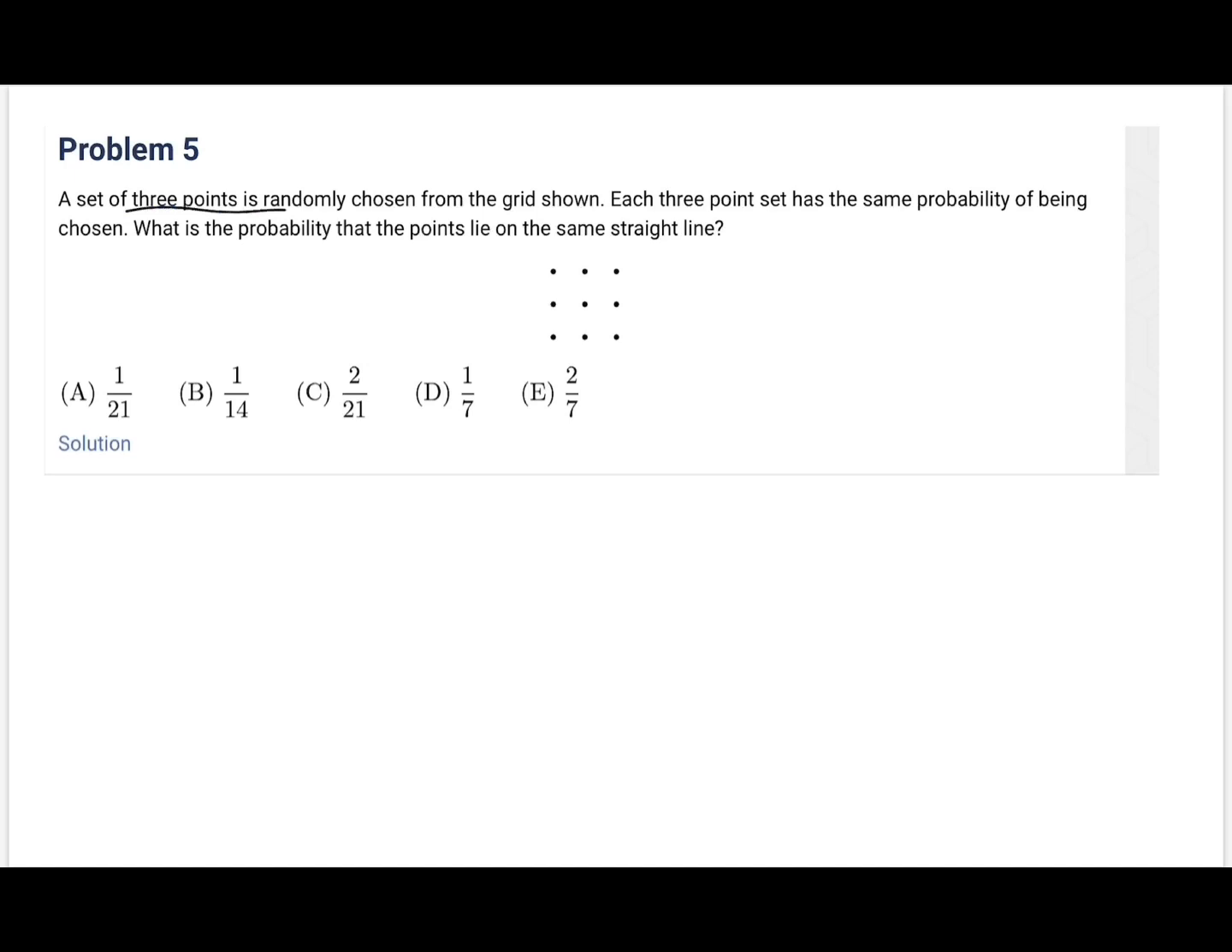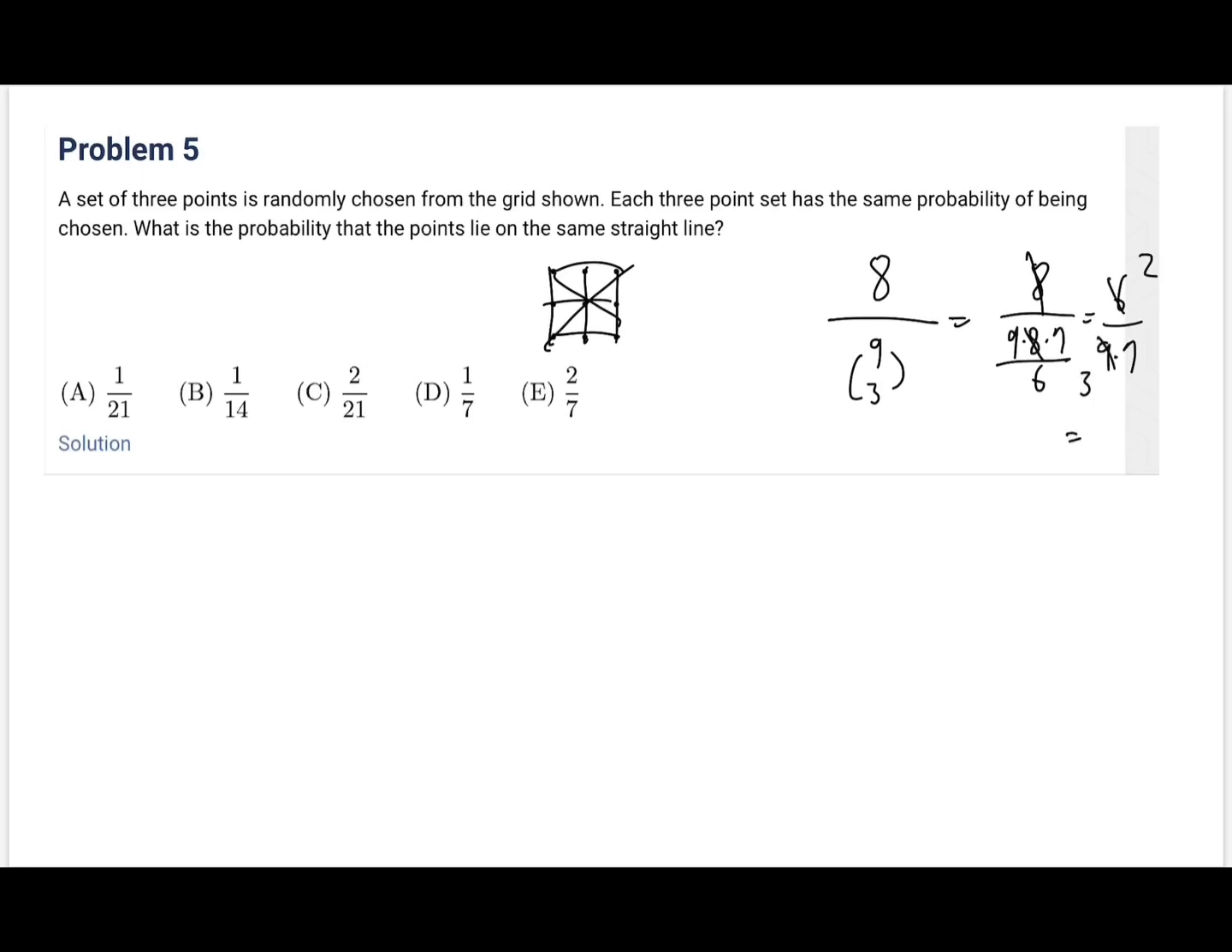Number 5, a set of 3 points is randomly chosen from the grid shown. So since 3 points are randomly chosen, this would be 9 choose 3, and the numerator would be the number of ways the points lie on the same straight line, right? So it's 1, 2, 3, 4, 5, 6, 7, 8 possibilities. This is 8 over 9 choose 3. This is 8 over 9 times 8 times 7 over 6. So the 8s cancel, and it's 6 over 9 times 7. This is divided by 3, so it's 2 over 3 times 7, that is 21. 2 over 21, so the answer is C.